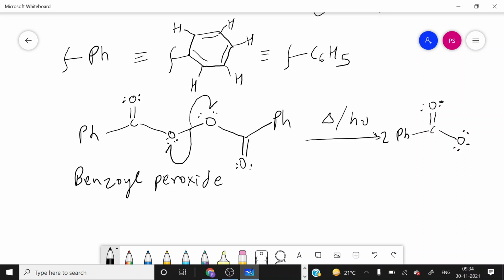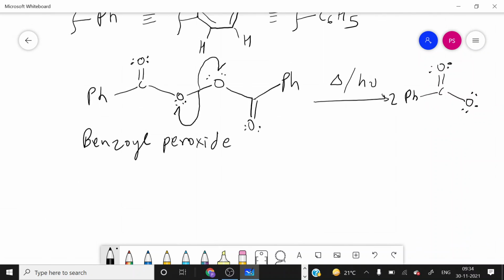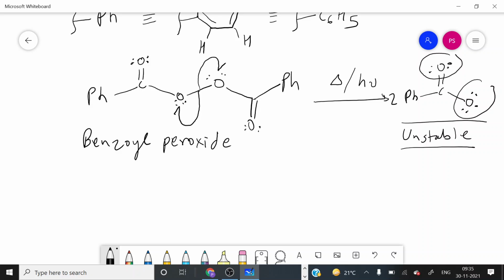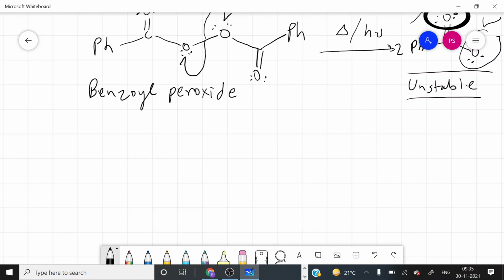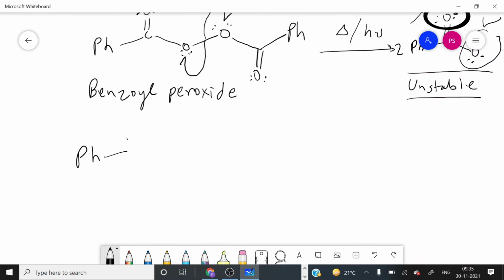free radical. Now this is an unstable species. Free radicals are unstable because the octet of this oxygen is incomplete. You can count the electrons and you will find that only 7 electrons are there around each oxygen. This is an electron deficient oxygen. I will write again the free radical.